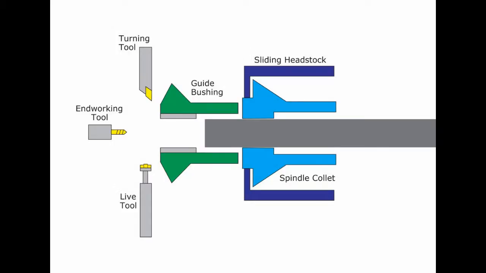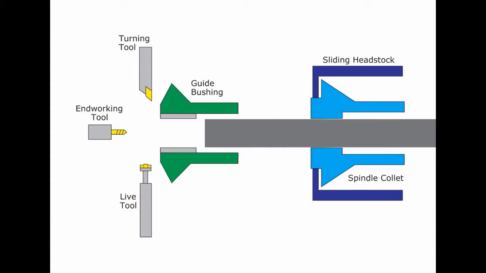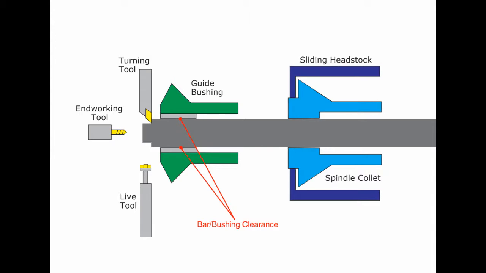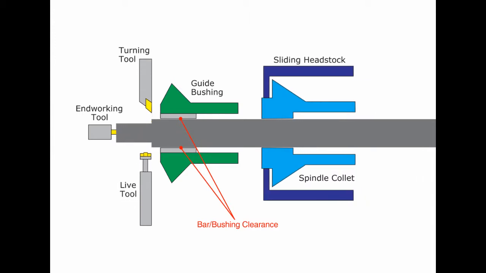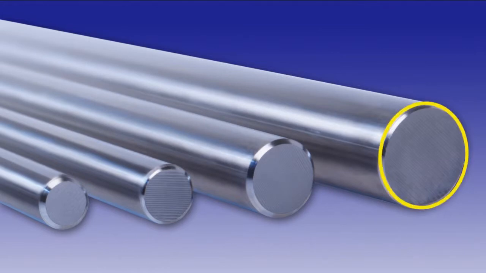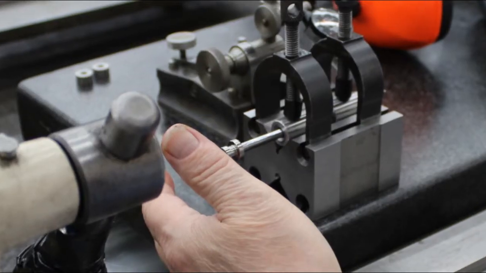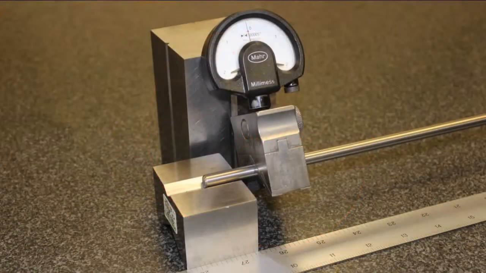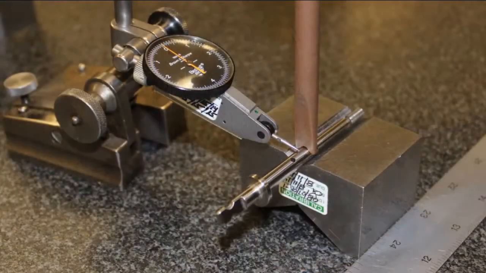Here you'll see a basic schematic of a Swiss machine. In the Swiss, the material rides inside the guide bushing as it feeds through to the actual cutting operations. It is the bar roundness that influences your ability to hit your finished dimensions. Typically, if you start with an out-of-round bar, you will get out-of-round parts.